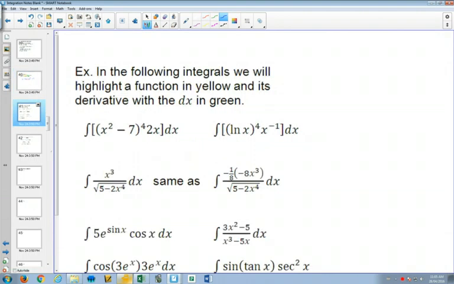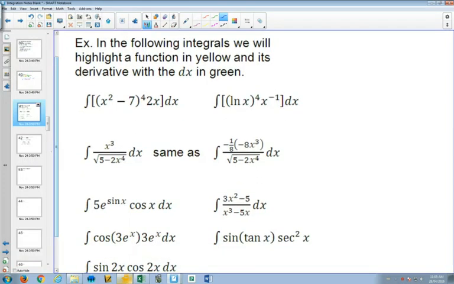So as a start out here, we're just going to highlight things. We're going to highlight where we see a function and where we see its derivative. So as far as our highlighter goes, we're going to highlight the function in yellow and where we see its derivative in green. And usually, that original function is going to be inside of another function. So in this first one, x squared minus 7 is a function, and 2x is the derivative.